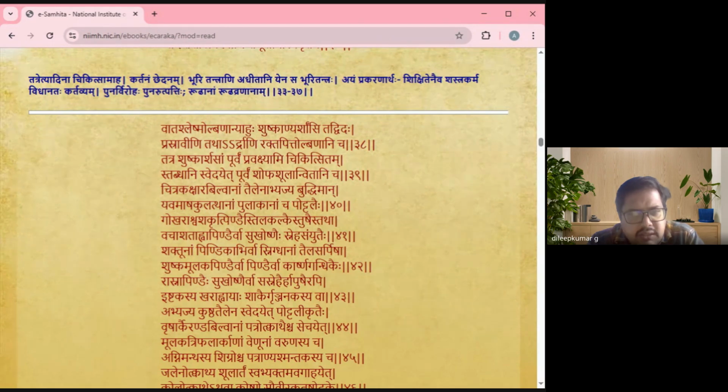Vata Shleshmaja Arshas, which is Shushka, means not associated with bleeding. Maybe secretions are there, but not associated with bleeding. So that is called Shushka Arshas. Whereas Prasravini, if it is associated with bleeding, then it is called Ardra Arshas, usually associated with Rakta and Pitta Ulbana. So Vata Kapha Ulbana is Shushka Arshas, and Rakta Ulbana or Prasravini, Ardra Arshas, will be associated with Rakta Pitta Ulbana.